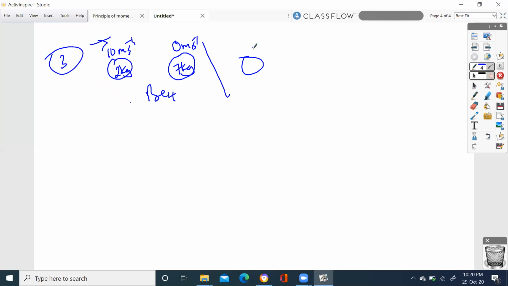After colliding, this one moves this way, this one moves the other side. This is 2, this is 7. They move with the same speed. So if this one is V1 equals V, the other one will also be V, but this one is going to be negative, because remember that velocity is a vector quantity.